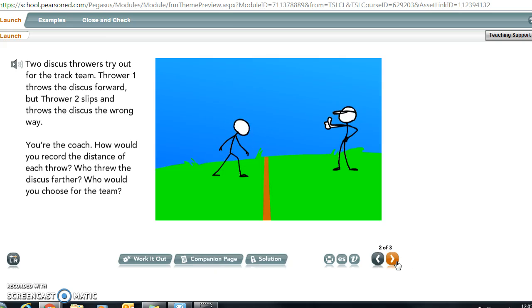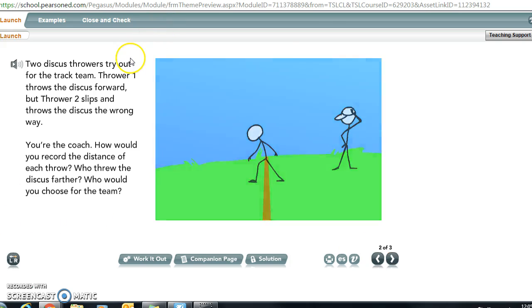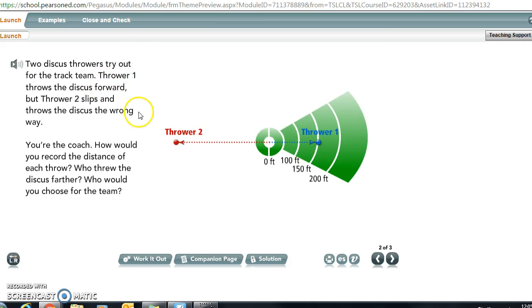And for the launch, which I do not think is in your notes, they want you to think about, in track, if a discus thrower tries out for the track team, and thrower 1 throws the discus forward. If you stand in this circle right here, that's usually where in track the discus thrower will throw. So if thrower 1 throws all the way over here to 150 feet, but thrower 2 slips and throws the discus the wrong way, all the way over here, if you're the coach, how would you record the distance of each throw? Because if you look at this, thrower 1 is going the correct way, but thrower 2 isn't. Who threw farther? Which thrower would you choose to win this competition?